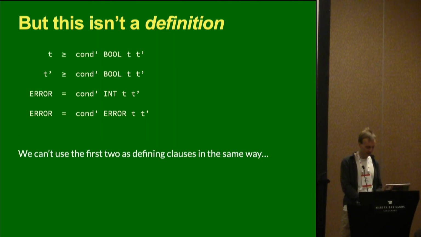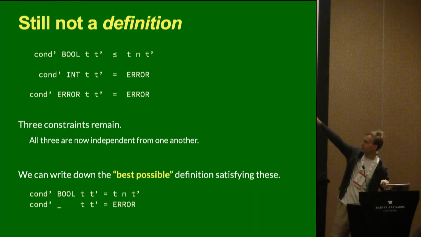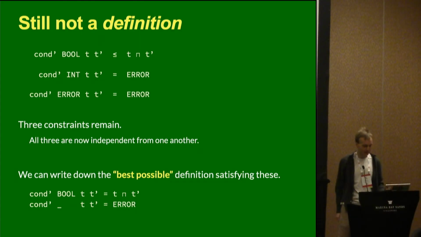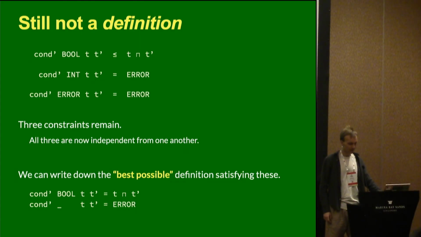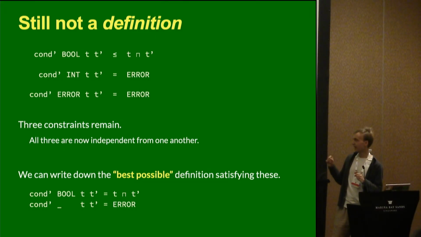But secondly, where is it? So here, where we have this inequality at the top, which is cond prime bool t prime is less than t greater than t prime, what we do is we just turn this into an equals, and this is the greatest possible because any other thing that satisfies this would have to be less than that.